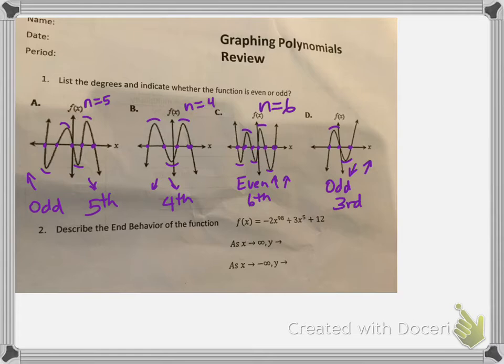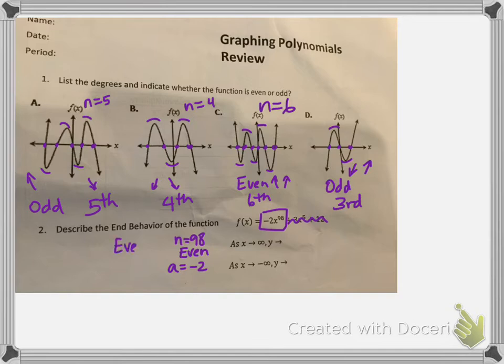Okay, describe the end behavior of the function. So we've got f of x equals negative 2. Well, we don't care about these numbers here. All we're looking at is this first one. Our n is our highest exponent. Our n is 98. That's an even, right? It's divisible by 2. Our leading coefficient, our a, is negative 2.